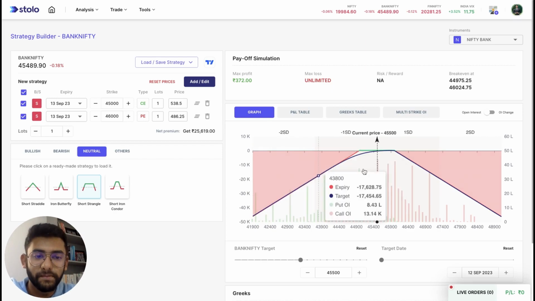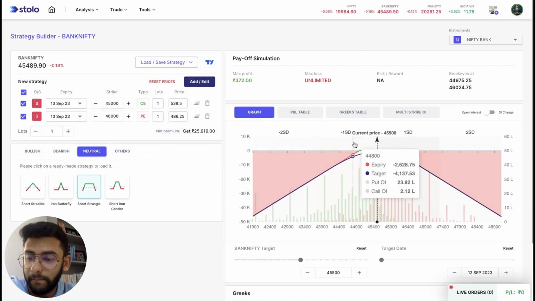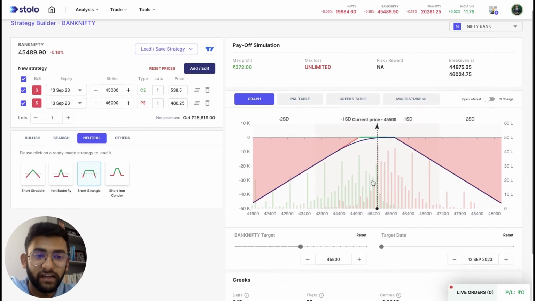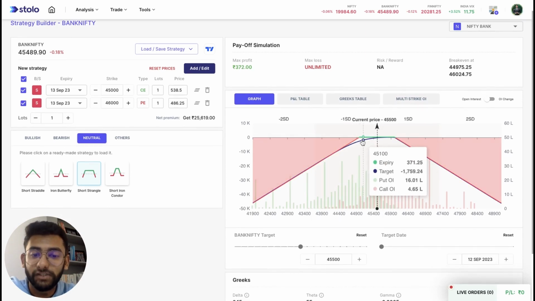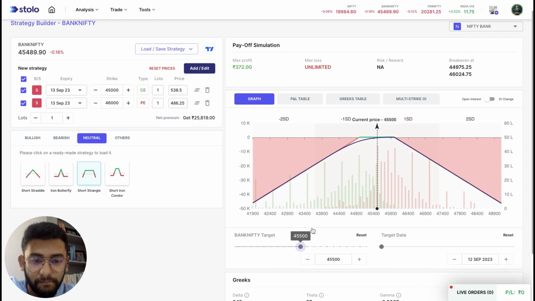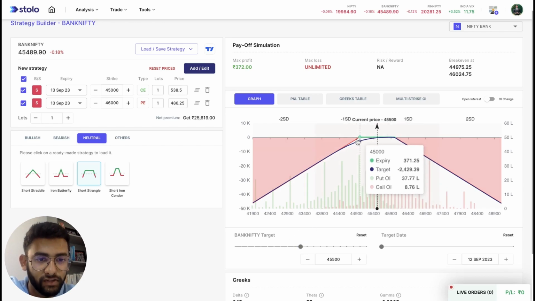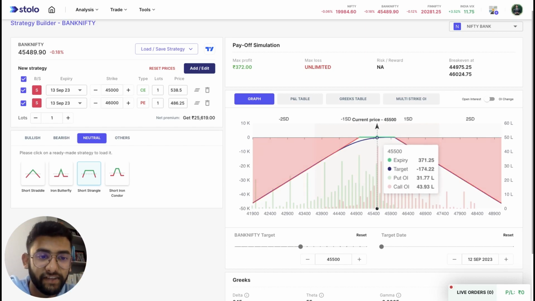And this graph is nothing but the payoff graph, from which you would understand your approximate profit and loss in terms of the level of your index or your specific stock, right? For example, here, just by hovering, we know that if Bank Nifty, by applying this strategy, ends at 45,500 on the expiry day, we will make a profit of 371.25, right?